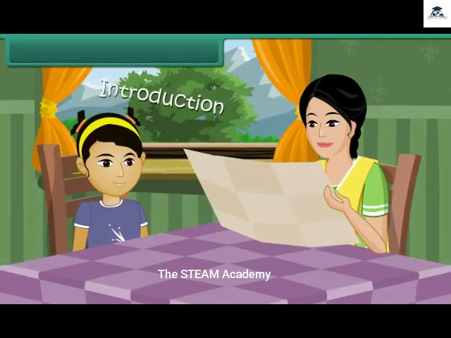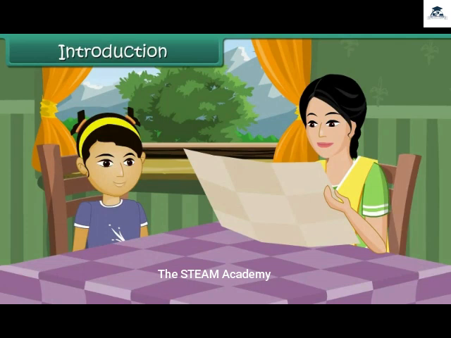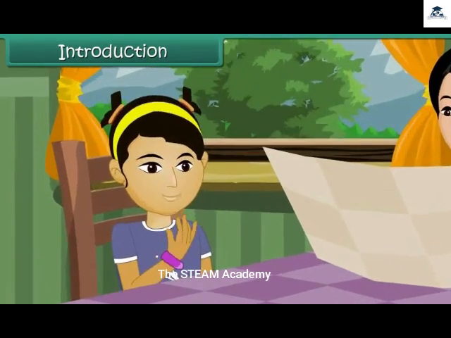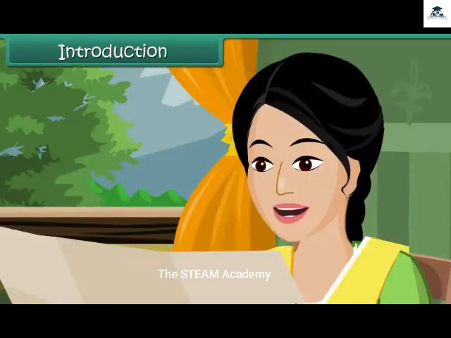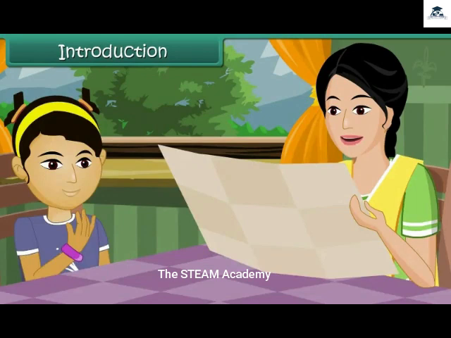Introduction. Priya's mother is looking at the map of Sikkim. Priya wants to know why. Her mother tells her that she is planning a family visit to Sikkim next week. She wants the trip to be a memorable one for everyone.